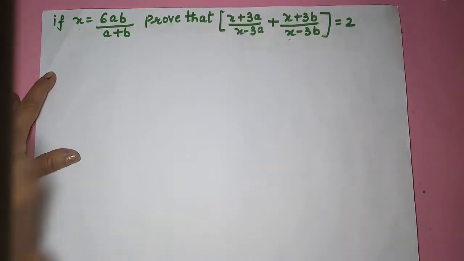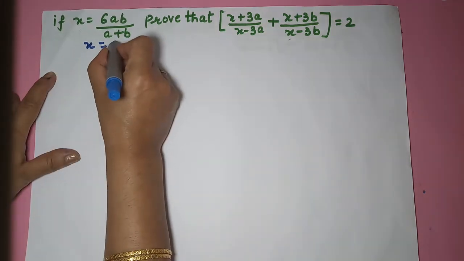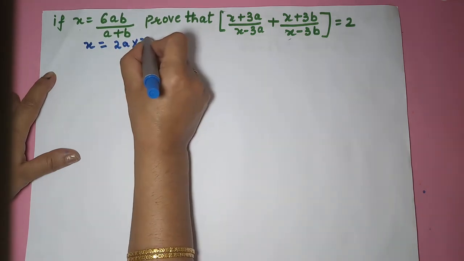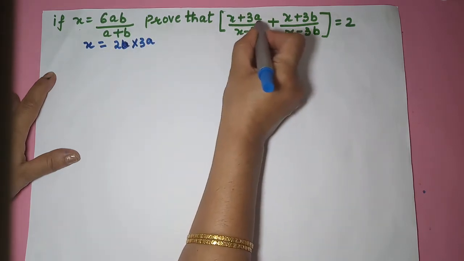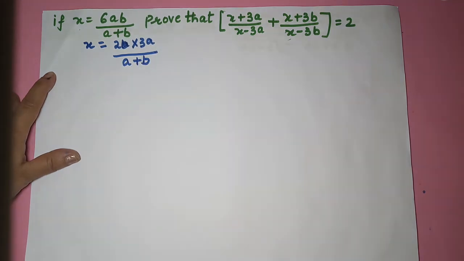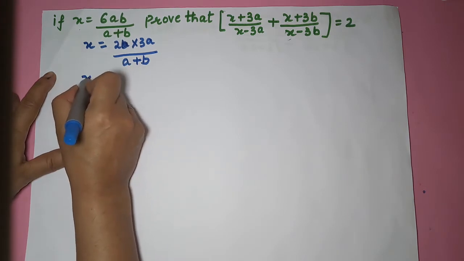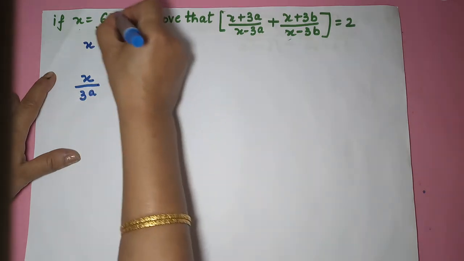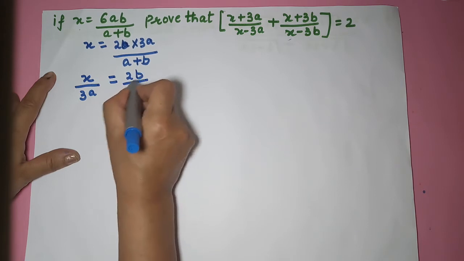We want 3a out of this. So, can I write this as x equal to 2b into 3a, because I want 3a here, divided by a plus b, right? So what will I do? I will shift this 3a under this x. There's no change in the equation as such. If I cross multiply, I'll still get 6ab upon a plus b. I have only rearranged the terms here, right?